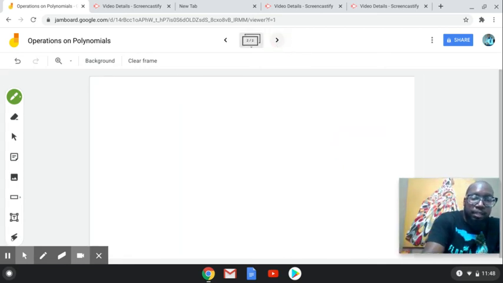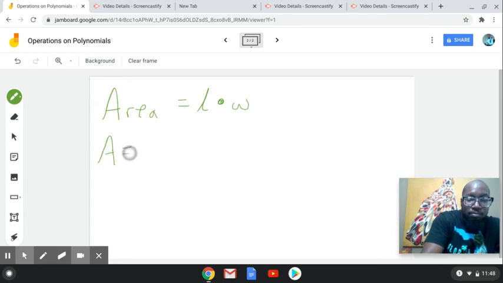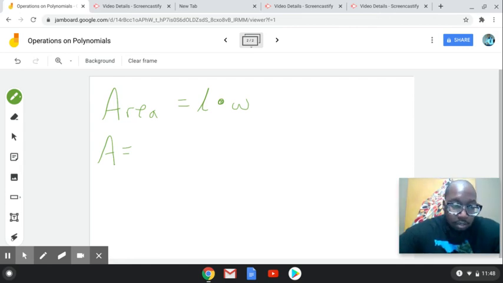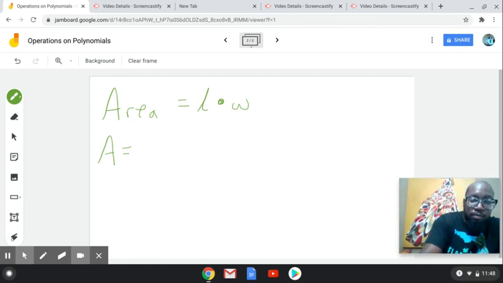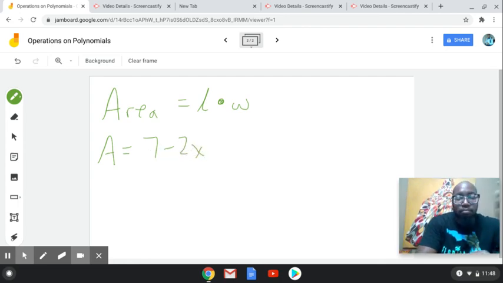So we're saying that the area of the garden, well, we know that area equals length times the width, and the area of the garden in this case, A equals the length, which was 7 minus 2x. So this was 7 minus 2x. And then we've got to multiply that by the width.